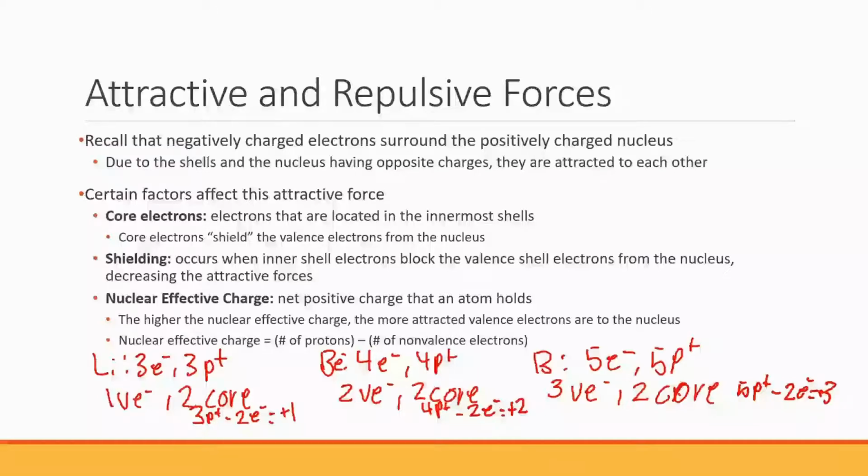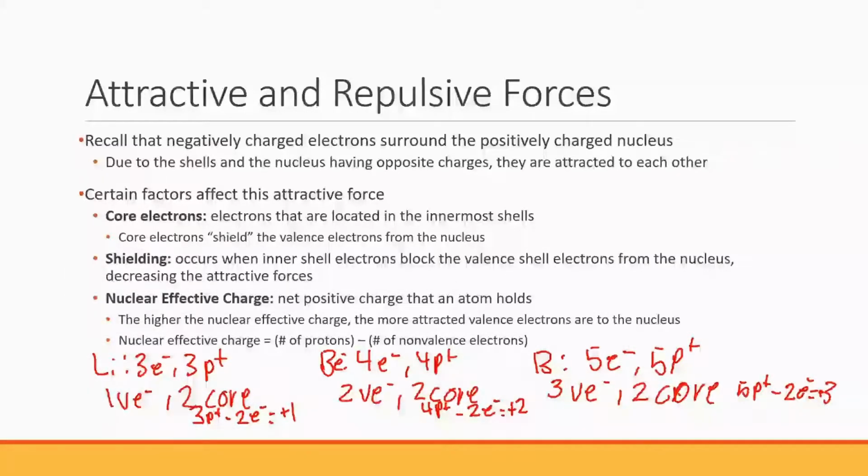So what we can say about this is that since the number of core electrons is remaining the same while protons are increasing, the nuclear effective charge increases going left to right. So because of that, boron's electrons are more attracted to the nucleus because it has a higher nuclear effective charge compared to beryllium, which has a slightly lower nuclear effective charge, and then compared to lithium, which has an even slightly lower nuclear effective charge. So basically, nuclear effective charge is going to increase going left to right.